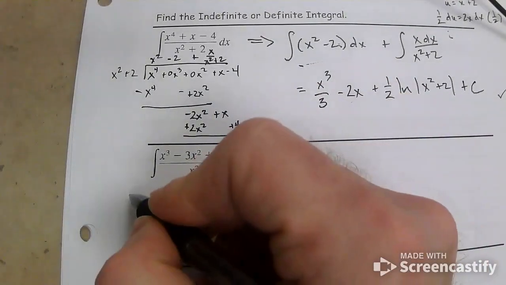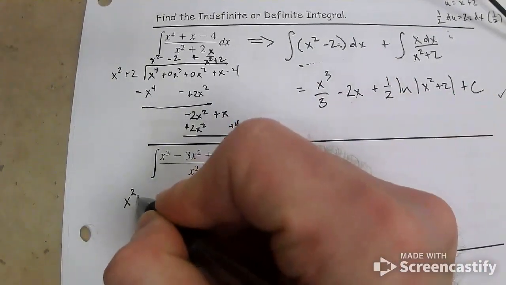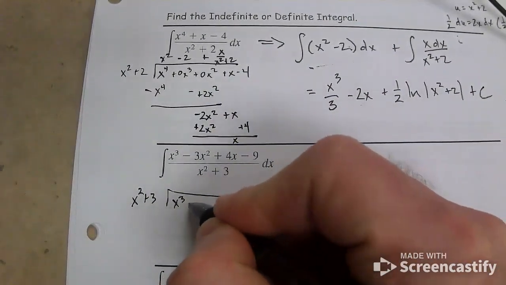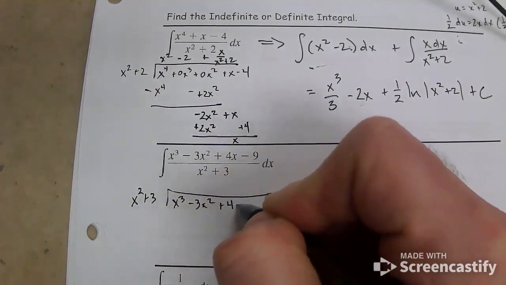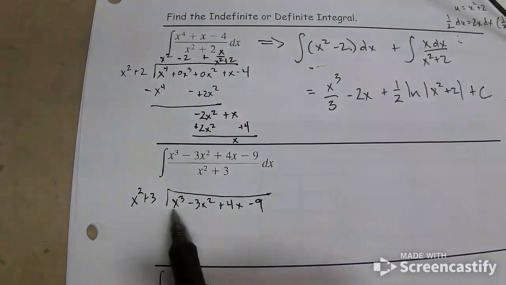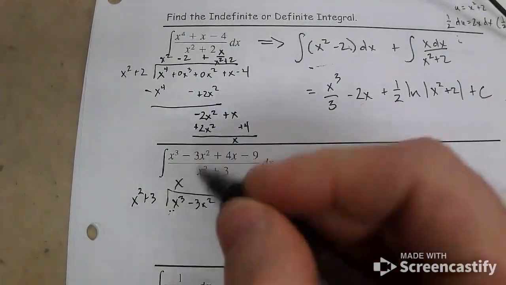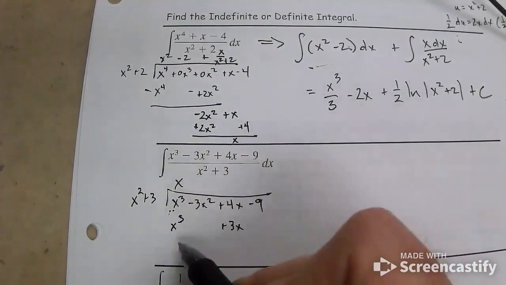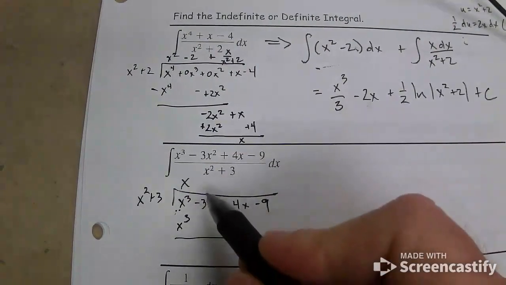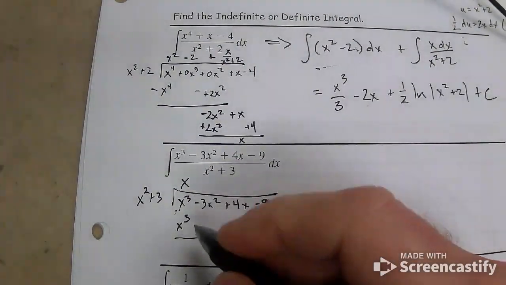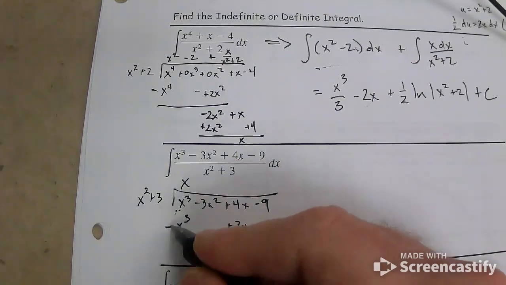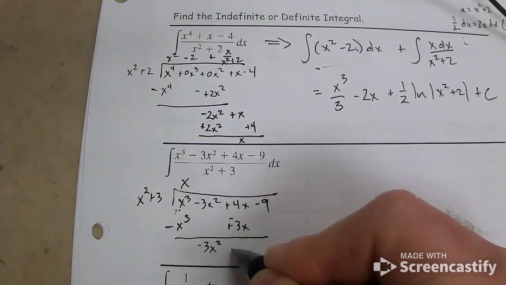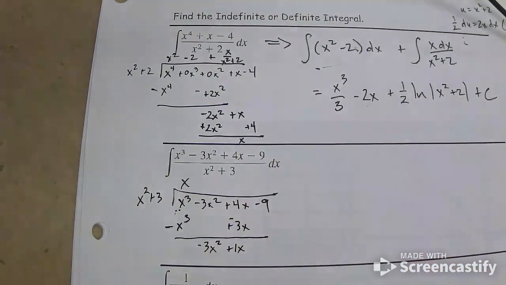Okay, second one on this page. Still got the x squared plus 3 in the bottom there. And then we got x cubed minus 3x squared plus 4x minus 9. So x squared times what gets me x cubed? That's just an x. So it's going to be x cubed plus 3x. That's interesting. When we multiply it out, we're going to subtract. This is going to be negative 3x squared plus 1x.